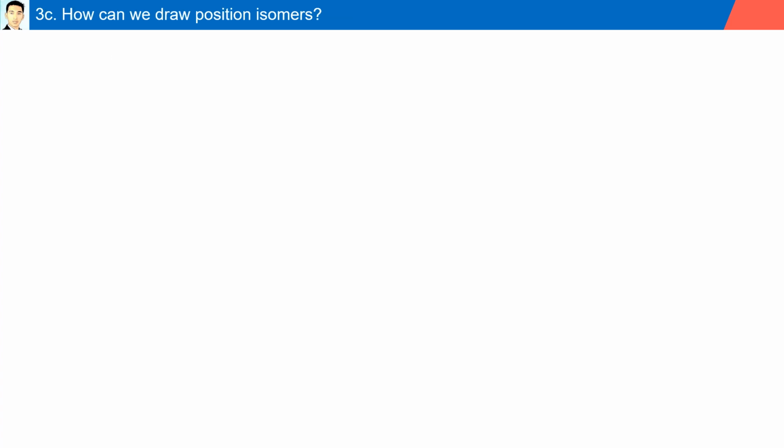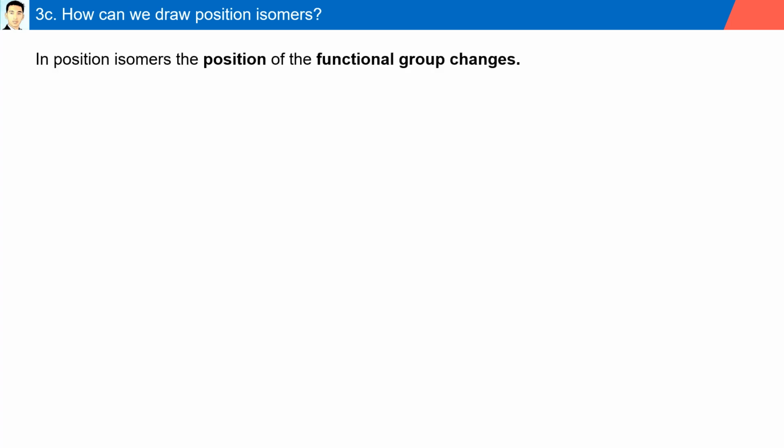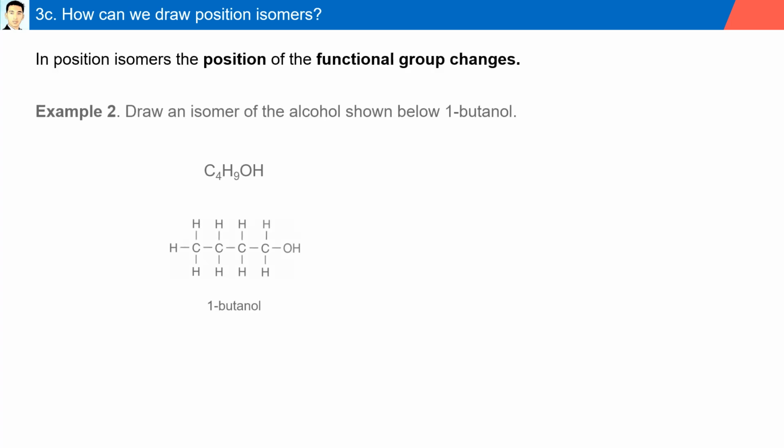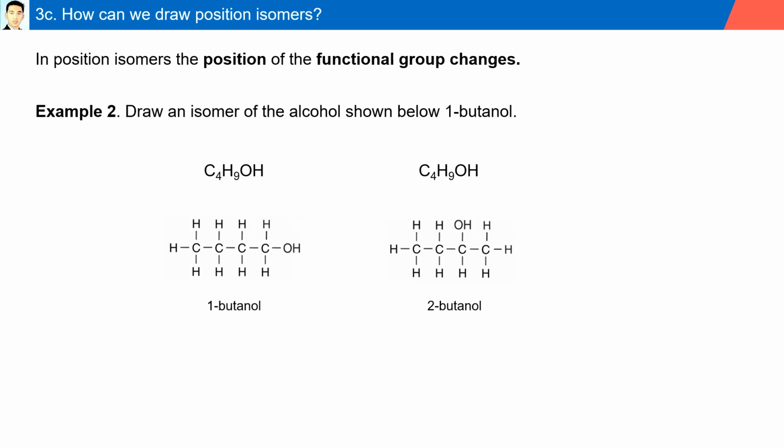How can we draw position isomers? In position isomers, the position of the functional group changes. For example, an isomer of 1-butanol, an alcohol, could be 2-butanol, where the OH is no longer on the first carbon, it is now on the second carbon.